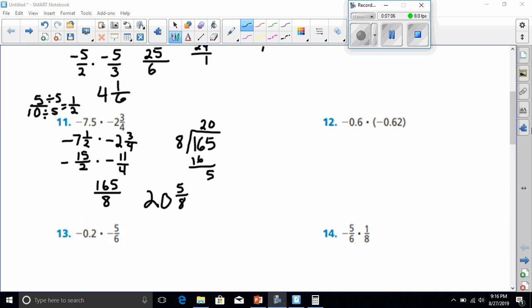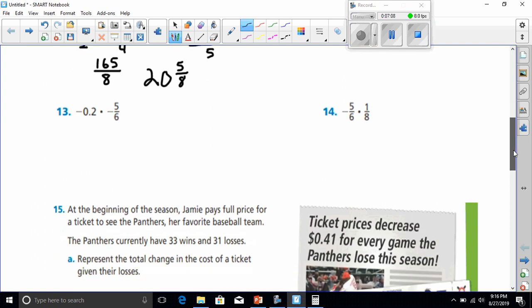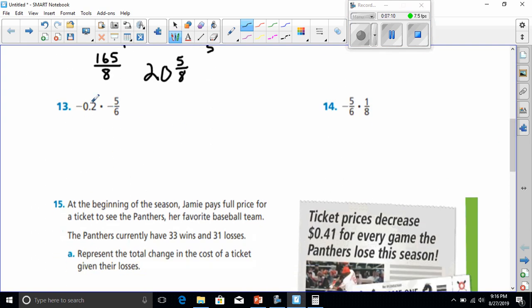Next, we're going to tackle number 13. 13 has another decimal multiplied to another fraction. So we're going to take this decimal and turn it into a fraction. Well, we know that if we have 0.2 and we turn it into a fraction, we put a line under it, we put 10 for the number that's there, and then put a 1 in front of that. Now we have 2 over 10, and both of those are divisible by 2.